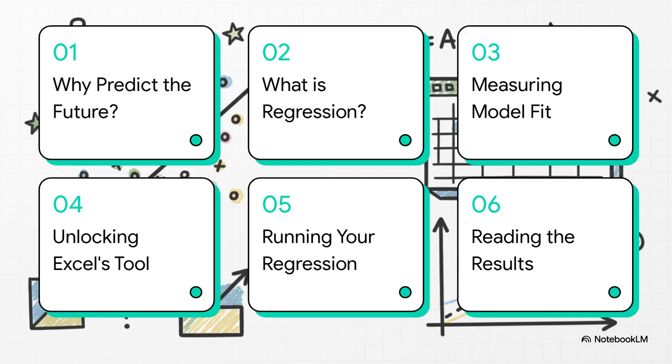So here's the game plan for today. We're going to start with the big why, like why is predicting things so important anyway? Then we'll break down what regression actually is, and just as crucial, how to know if our predictions are any good. After that, we get our hands dirty. I'll show you how to unlock the tool you need in Excel, we'll run our very first analysis together, and finally we'll learn how to read those results and turn all those numbers into real, actual answers.